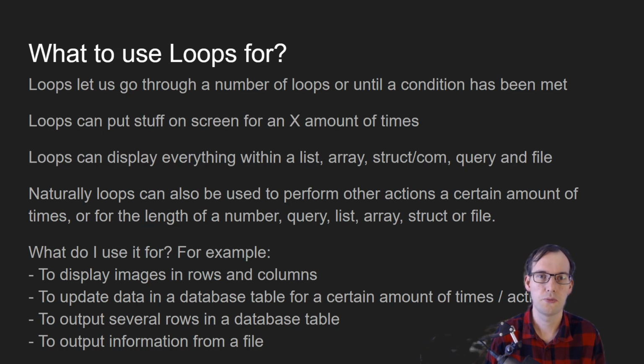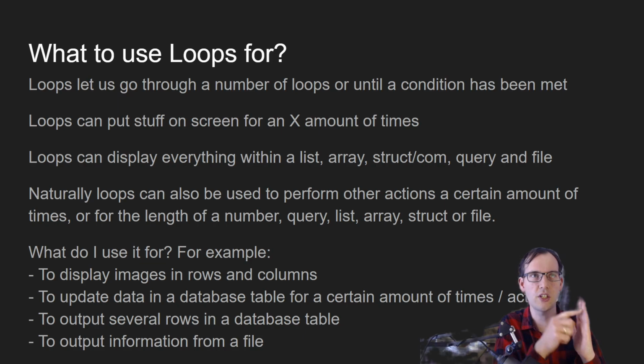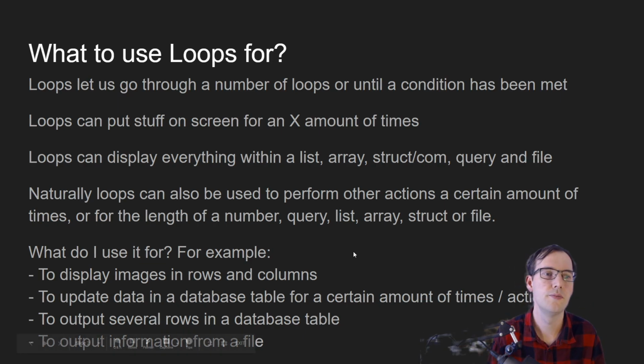What do you use a loop for? Loops let us go through a number of loops or until a condition has been met. What are loops? Loops are essentially an iteration of a number of things that have to be done a number of times. Loops can also put stuff on screen for an X amount of time. Loops can display everything within a list, an array, a struct or a component, I think it was called, a query and a file.